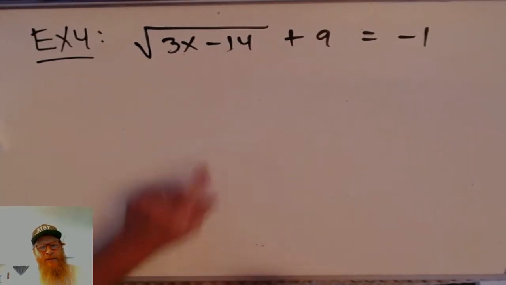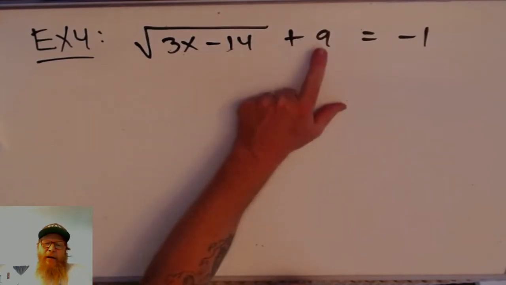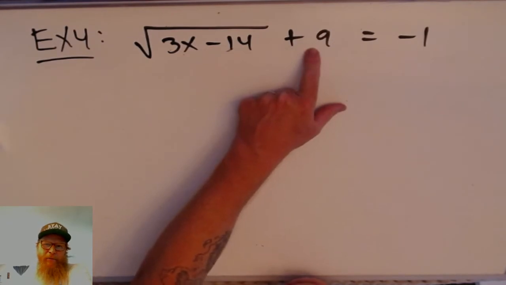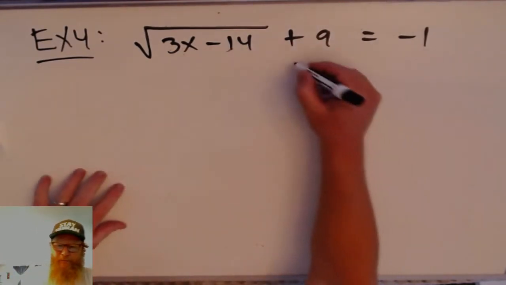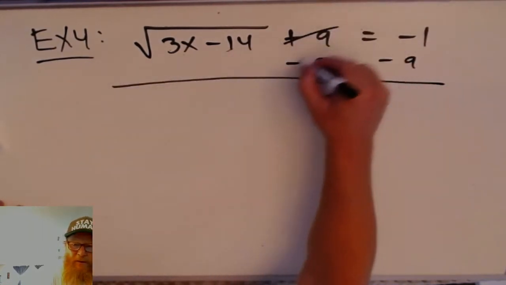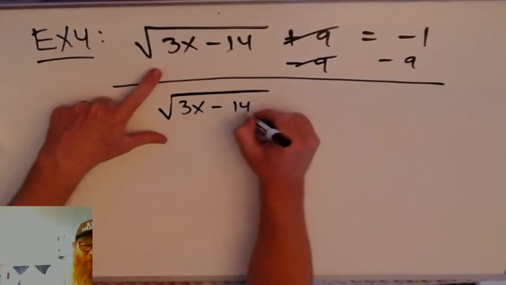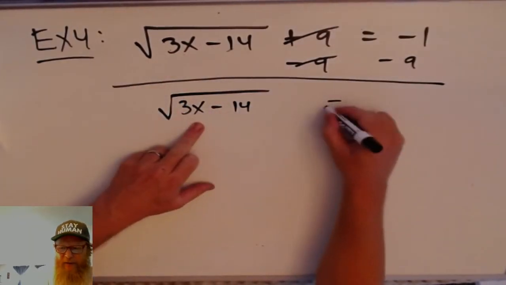Okay. Now this time the multiplier, the coefficient, is inside the radical, so we're going to leave it there until the very end. But we do have a plus 9 on the outside that we need to get rid of. So we've got to get rid of that first. Now we don't have to worry about the 3 or the 14 because they are inside the radical.